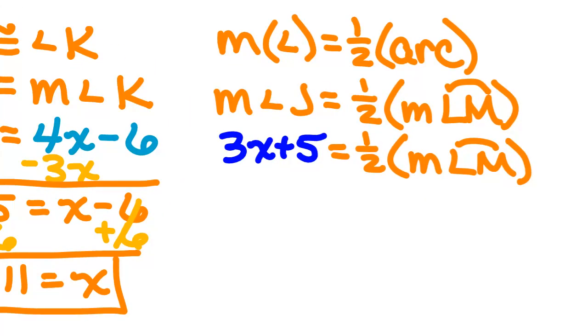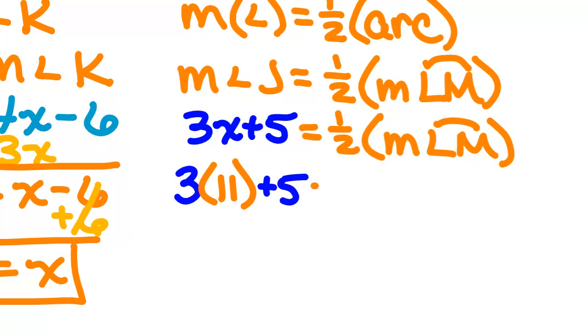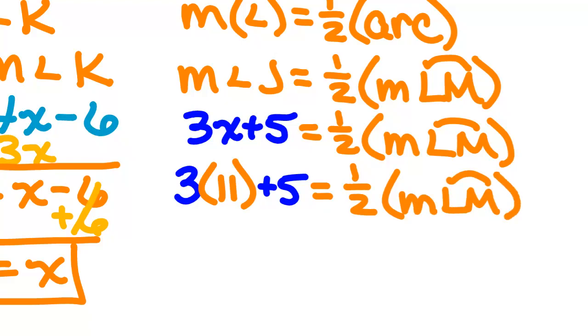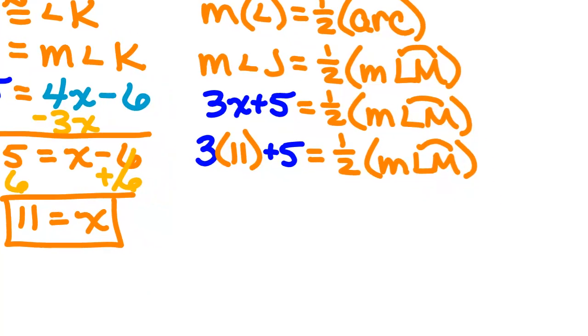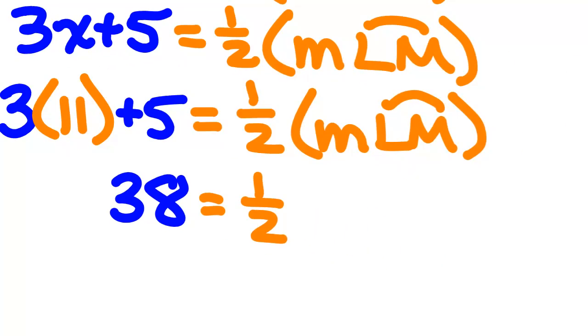And we figured out that x is how big? 11. So 3 times 11 plus 5 equals half the measurement of arc LM. What is 3 times 11? 33 plus 5 more? 38. So 38 is equal to half the measurement of arc LM.